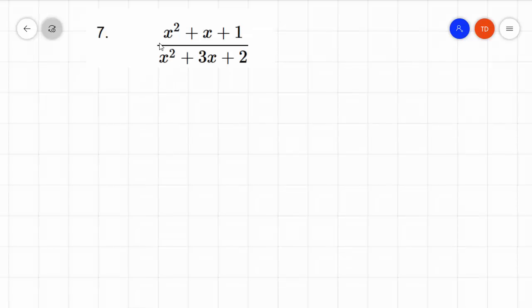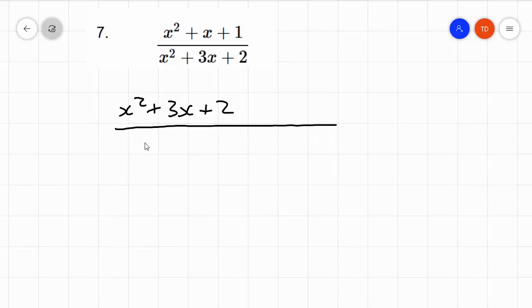In question 7 we've got a quadratic on the numerator and a quadratic on the denominator. So what we're going to do is rewrite the expression like this. We're going to write x squared plus 3x plus 2 over x squared plus 3x plus 2.